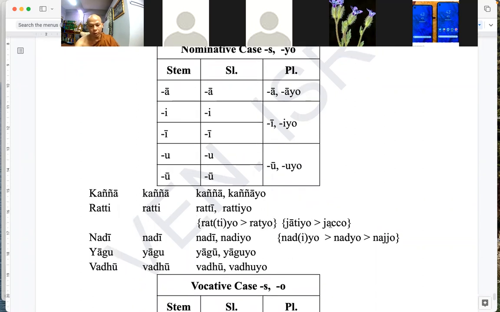Or plural, jatjo. So firstly, this I is contracted, so lost, and jatiyo, and then after that the ti becomes the jo. So in this way. So jatiyo, jatjo. In this way. So some special forms or contracted forms, especially in stanza. In stanza.